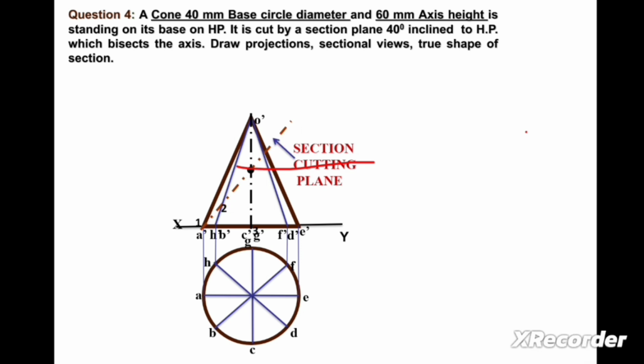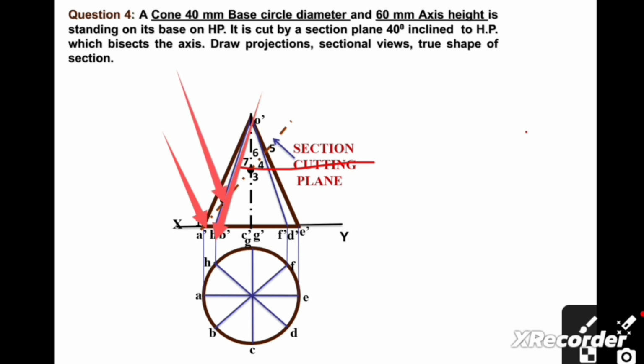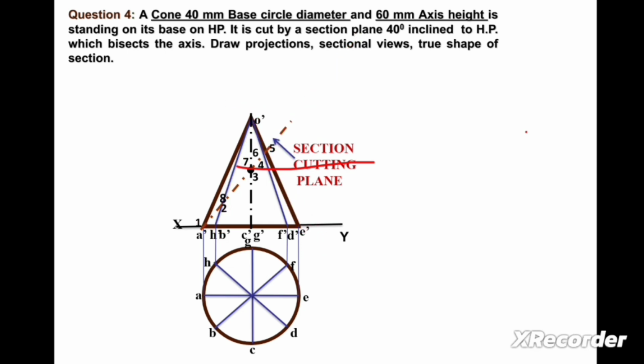Now we can mark here points 1, 2, 3, 4, 5, 6, 7 as shown in the figure. Point number 1 is on the O dash A dash line. Point number 2 dash and 8 dash are on the O dash B dash and O dash H dash lines. Point number 5 dash is on the O dash E dash line. Now we can draw a vertical line from 1 dash, 2 dash, 3 dash, 4 dash, 5 dash, 6 dash, 7 dash and H dash as shown in the figure.